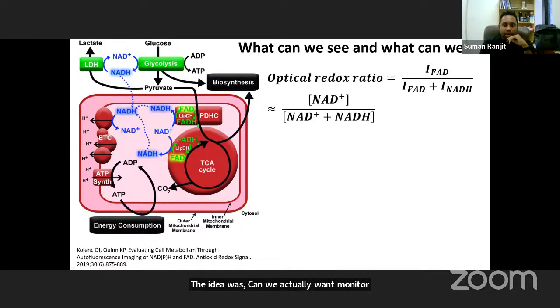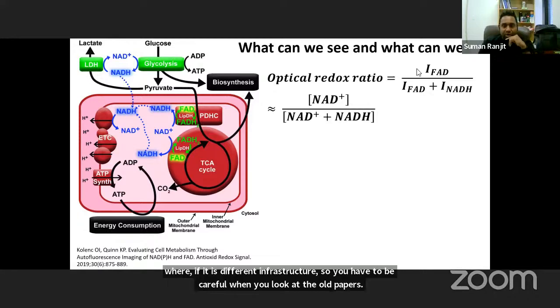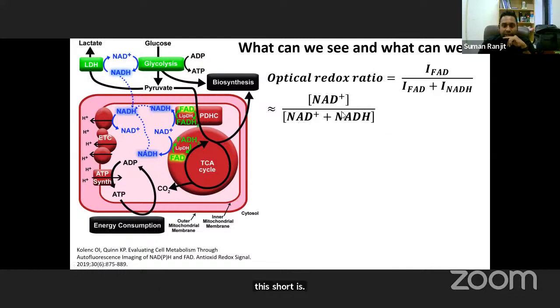The first thing people came up with is something called the optical redox ratio, which is basically the intensity of FAD divided by the total intensity, or there are different versions of this. There could be FAD by NADH only, NADH by the sum, or NADH by FAD. So you have to be careful when you look at the old papers, how they define it, because that matters. What this showed is that the optical redox ratio is correlated to the NAD plus by NADH ratio, and this is known as the actual redox ratio in the system.